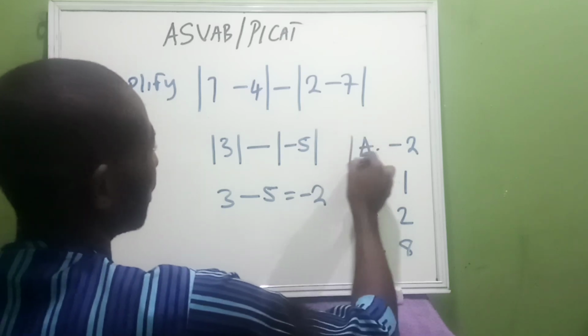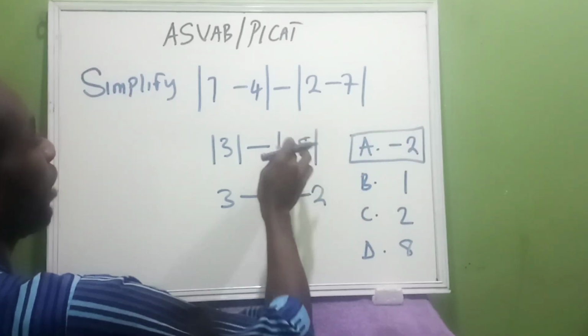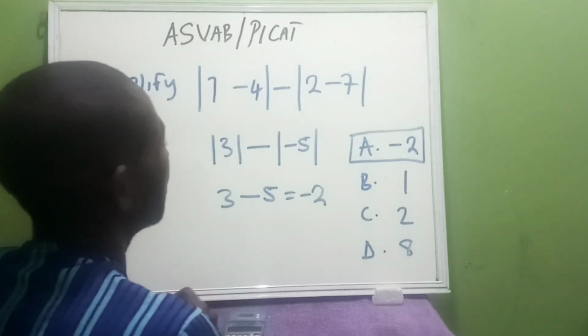So the answer is this. You ignore the minus and take the absolute value of what is inside the brace. Thank you.